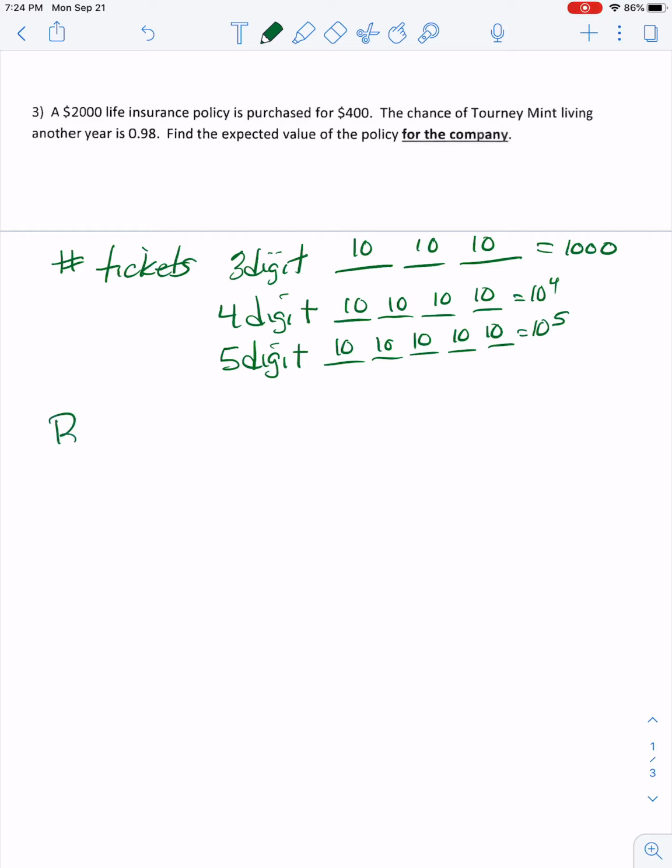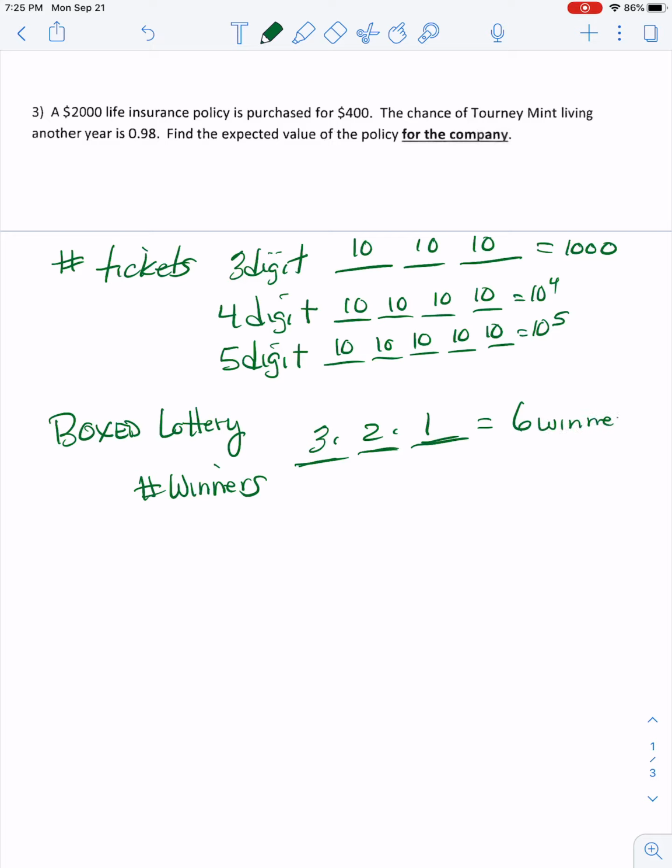If you're calculating boxed lottery, you have the number of winners. If it's a 3-digit, it would be 3 times 2 times 1, because that's how many numbers you have, so you have this many ways to arrange them to win. So you'd have 6 winners, or you could even say 3 factorial. We've not talked about factorial, but you might know that anyway.